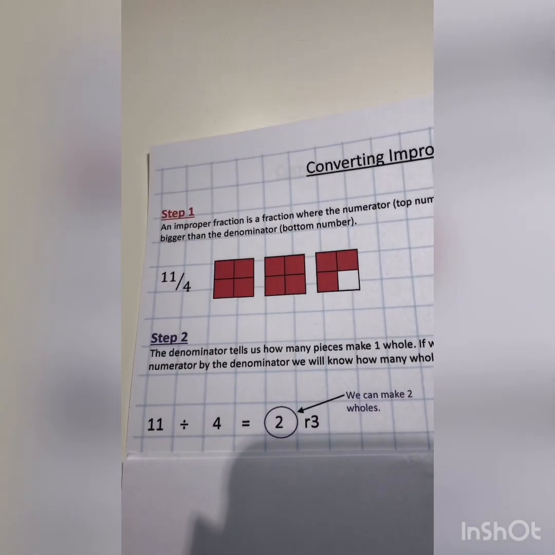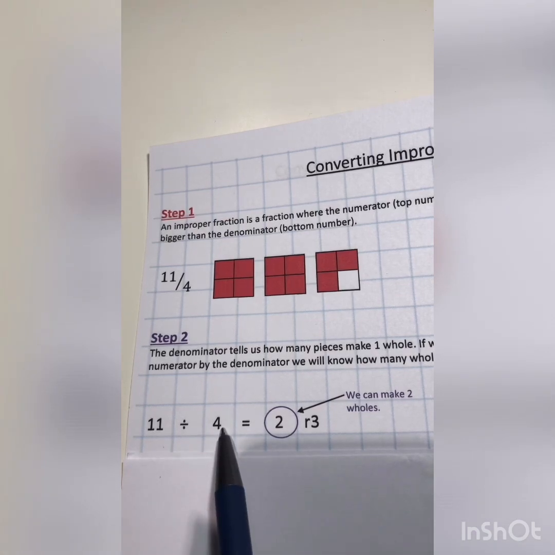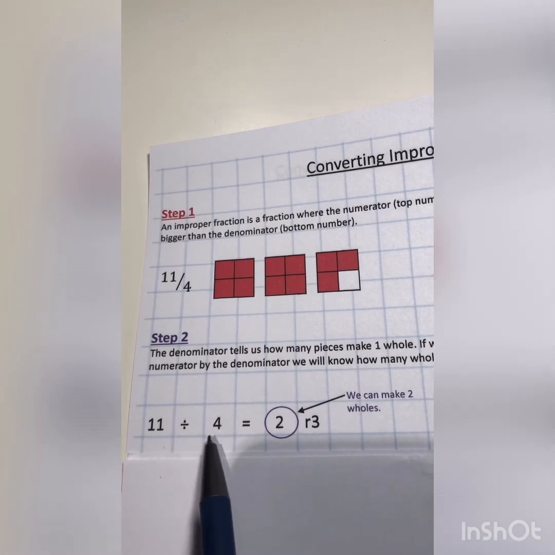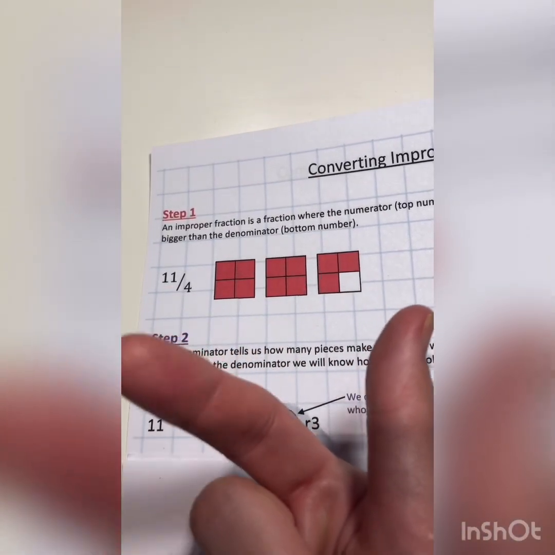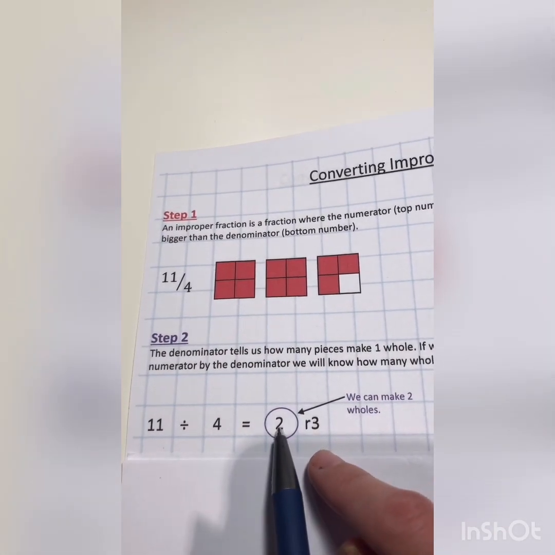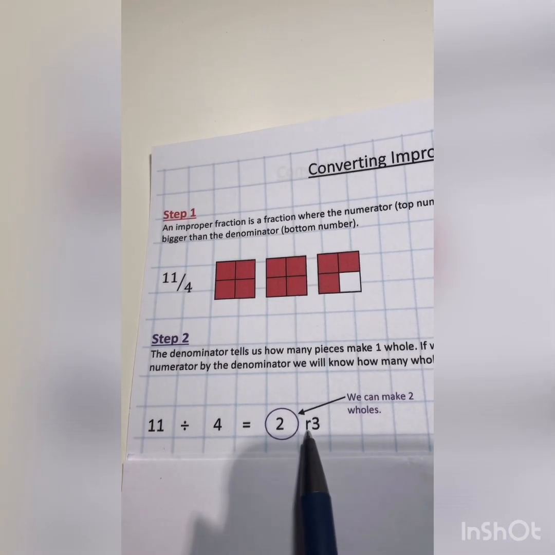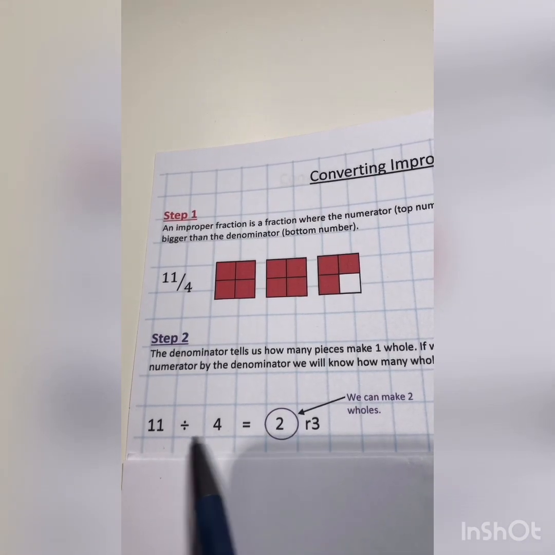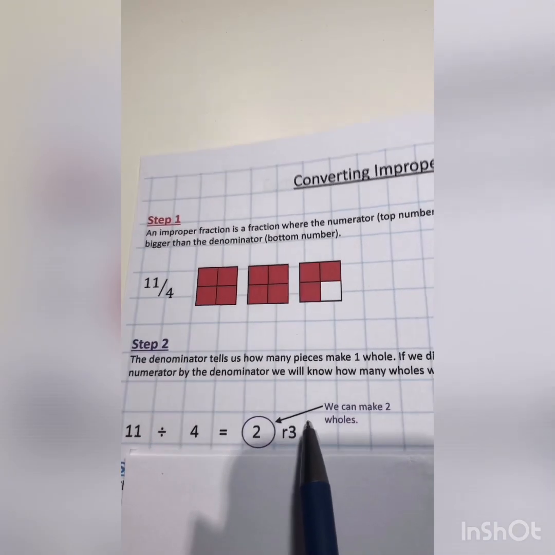So if we do 11 shared into 4 groups, or another way of saying it is how many times does 4 fit into 11? Well, 1 is 4, 2 is 8, 3 is 12 is too many, so it fits in twice. And we were on 8, 9, 10, 11, 3 left over. This means that we can make 2 wholes from 11. And there are 3 pieces left over.